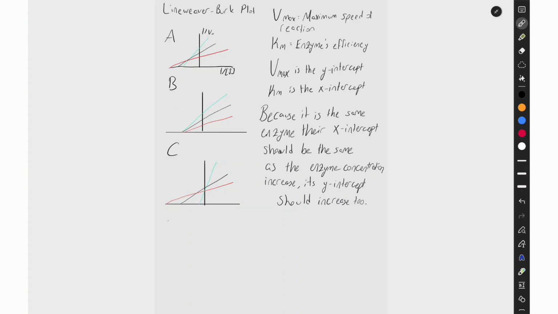Based on this information, our answer should be the B graph, as its x-intercept is all the same and its y-intercept changes depending on the enzyme concentration.